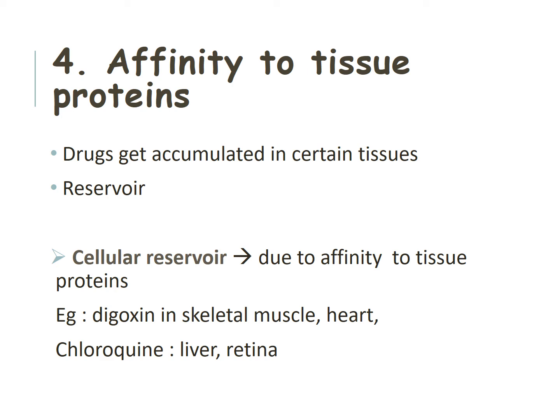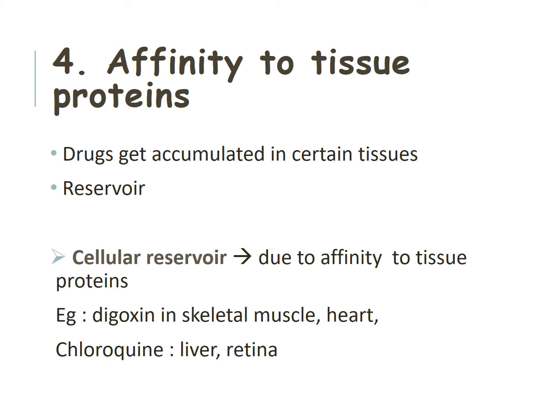Affinity to tissue protein, the fourth factor. Same as plasma protein binding, some drugs have an affinity to some specialized cells in the body. Some types of drugs have a specialized affinity towards certain tissues in our body. So that drug will accumulate in those tissues. The drug gets accumulated in certain tissues, and again, like plasma protein, this also acts as a reservoir.